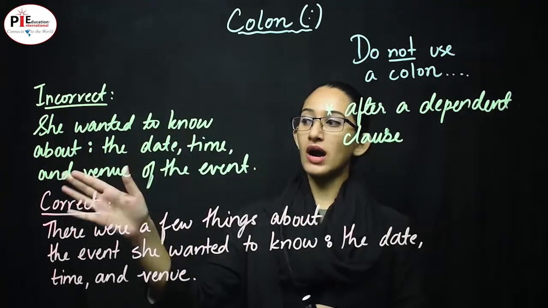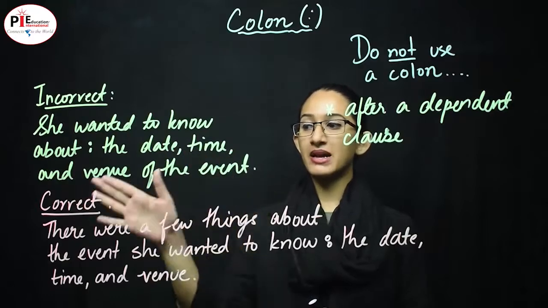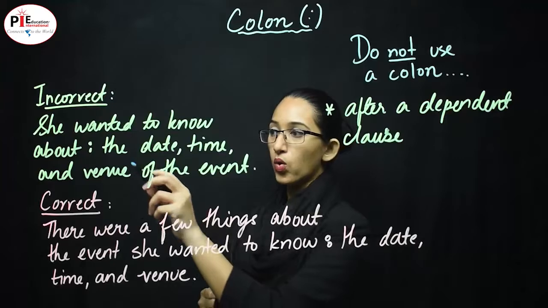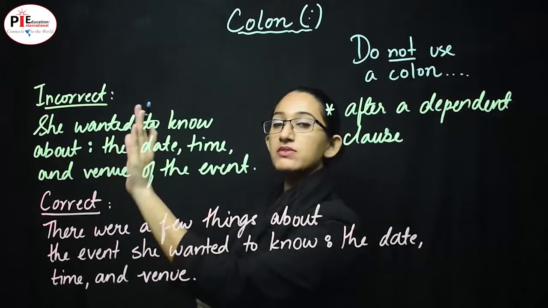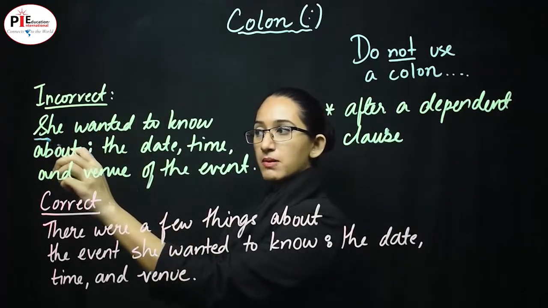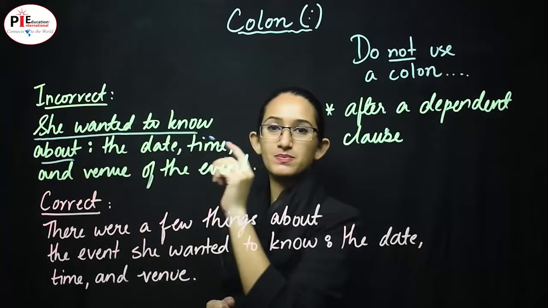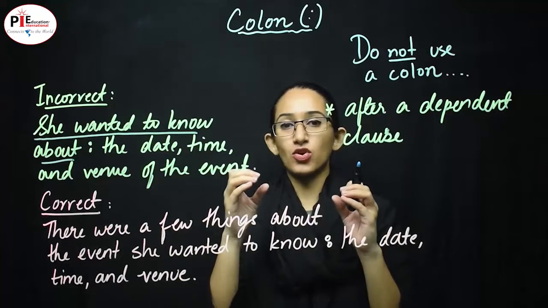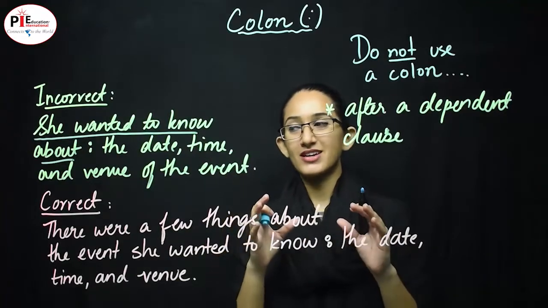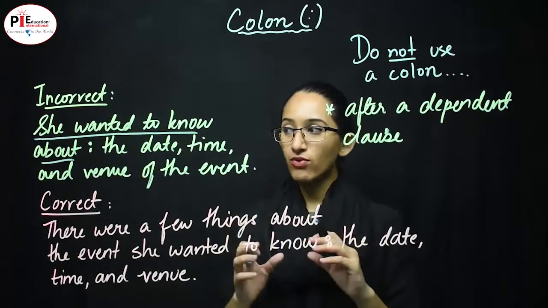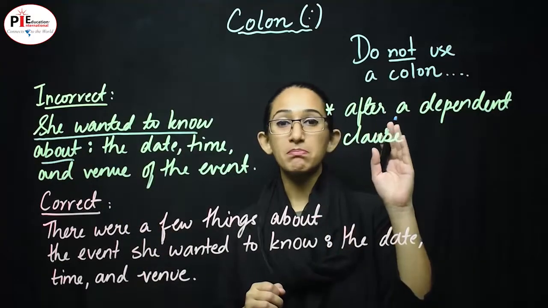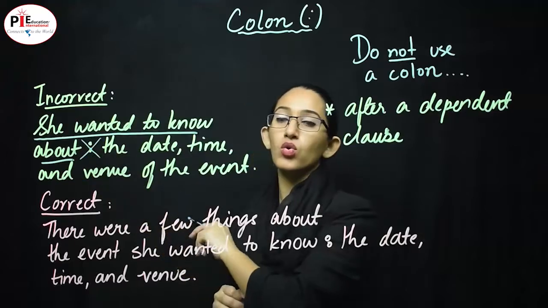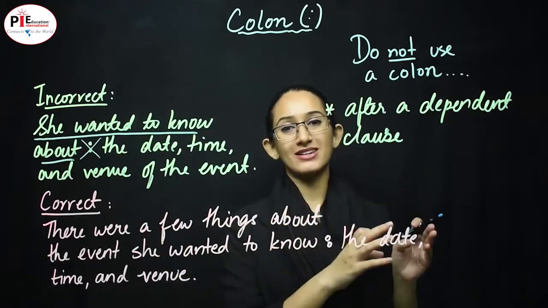She wanted to know about: the date, time, and venue of the event. Here you have to check what kind of clause is before the colon. Here the first part is she wanted to know about. Can this part of the sentence stand as a separate sentence on its own? It cannot, right? It's incomplete. Therefore, it is an example of a dependent clause. So you should not use a colon after a dependent clause.